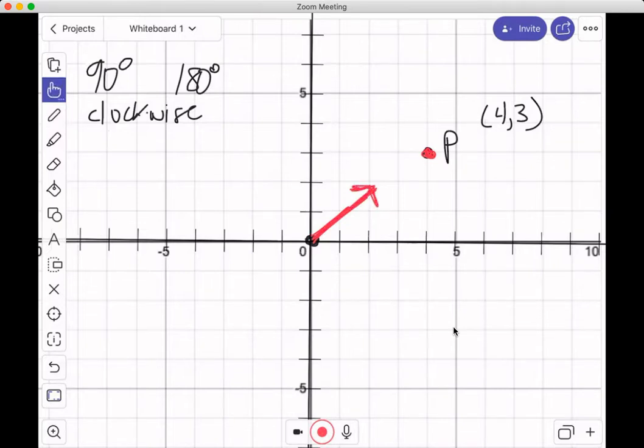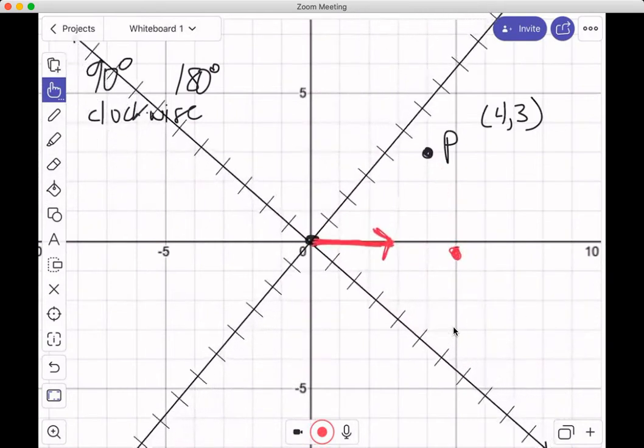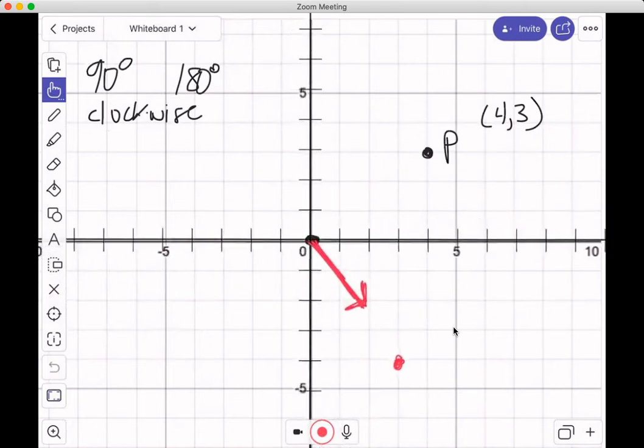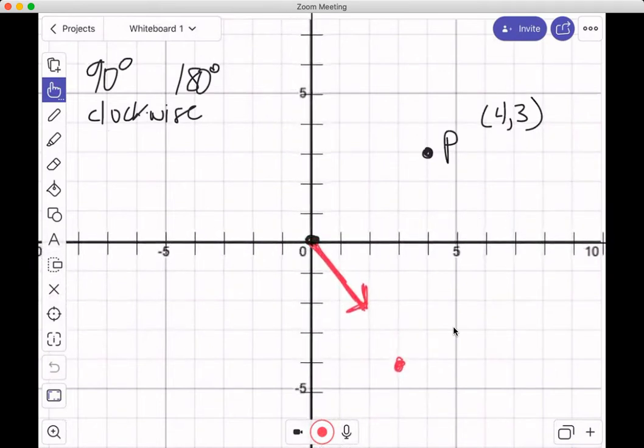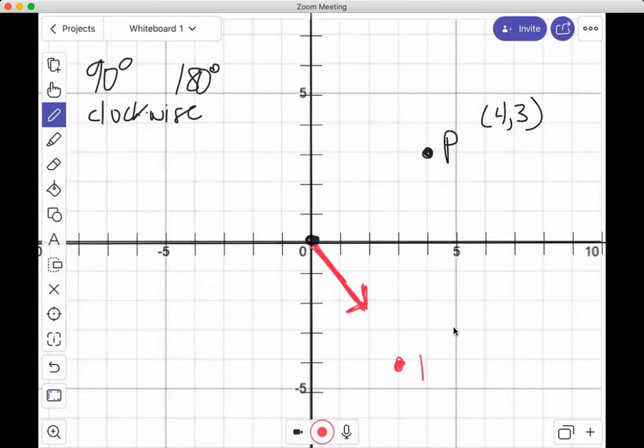Now watch as I turn my tracing paper 90 degrees with my fixed point at the origin. Notice how the arrow turns and our new point, P prime, is located here. So it went from (4, 3) to now 1, 2, 3, down 1, 2, 3, 4. So I went from (4, 3) to now (3, -4).